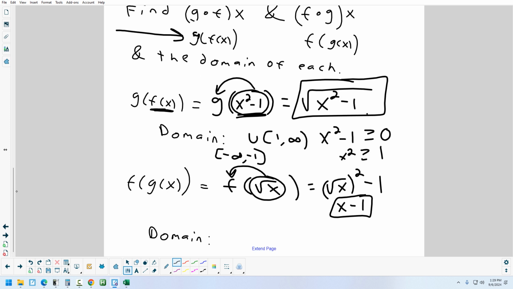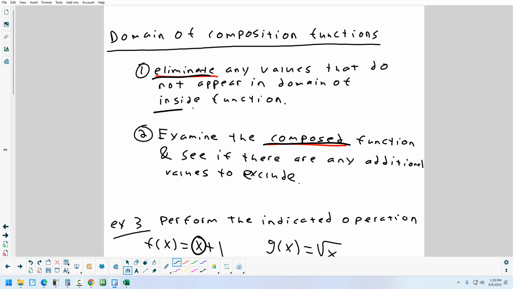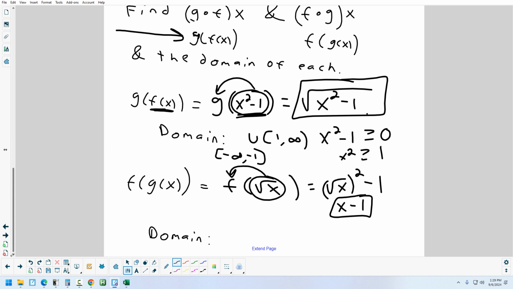If all you did was look at that final answer, you might say, oh, there's no square roots, it's just x minus 1. There's no fractions. It's all real numbers. But remember, that's not how you find the domain. That's only step 2. Step 1 is to go back to the inside function. What's the inside function in this one? Square root of x.